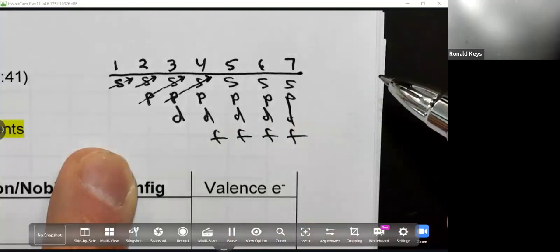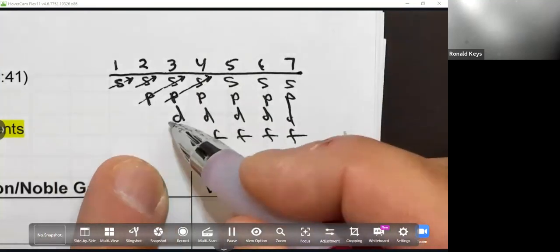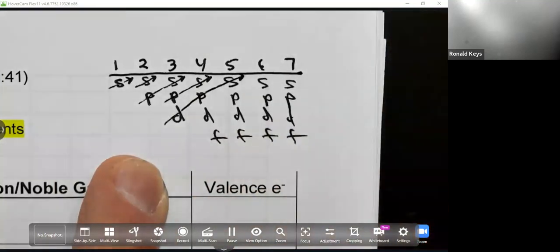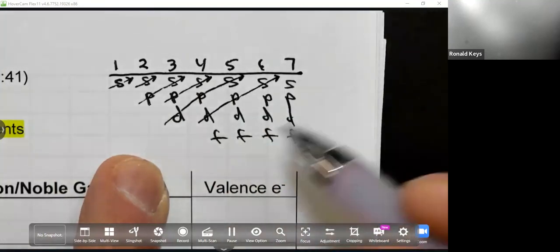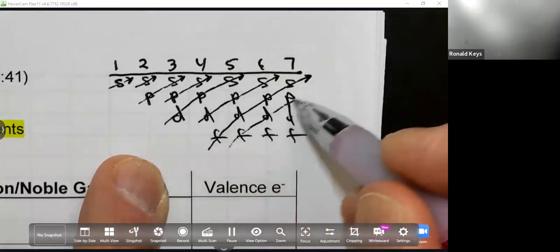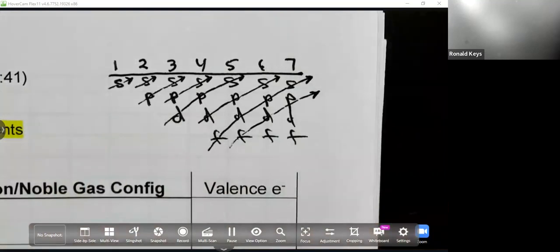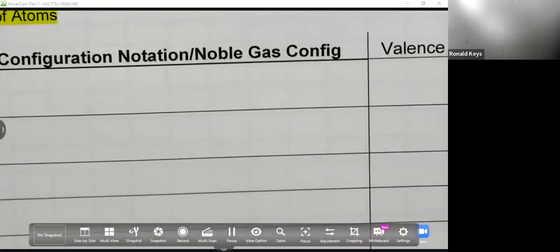Then after my 4s, I have to backtrack into 3d, 4d, 5p, 6s. That right there will do our entire periodic table. Now, you may have seen this done differently. I think this is so quick and easy to do. Yes, if I just rotate this, it might look more familiar, but it's the same thing.